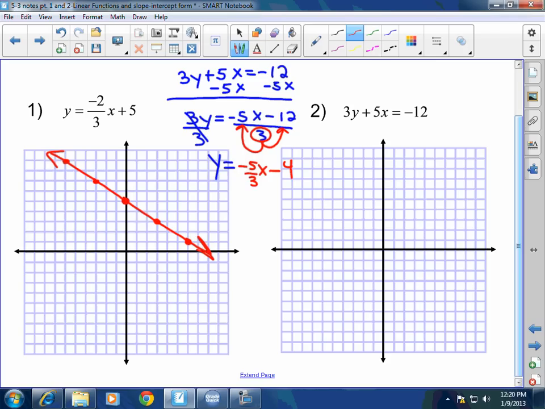So again, I'm taking my time. We got plenty of time. There's no rush. Does that make sense? Okay. What's the y-intercept here, please? -4. 1, 2, 3, -4.